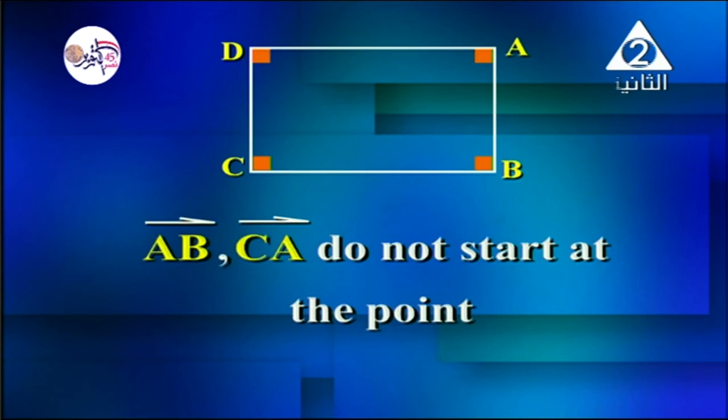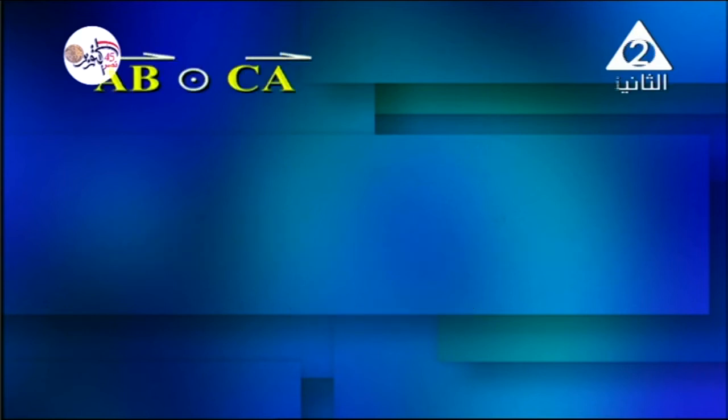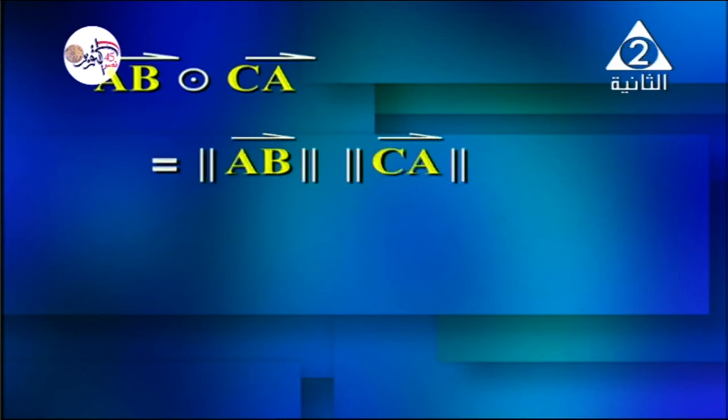Look at when we find AB dot CA. AB vector and CA vector don't start from the same point. AB vector starts from A in the direction of B. CA vector starts from C in the direction of A. Then they have different starting points. Then for AB vector and CA vector, we use norm AB, norm CA, cosine of the angle 135 degrees. The angle between AB vector and CA vector is 135 degrees.